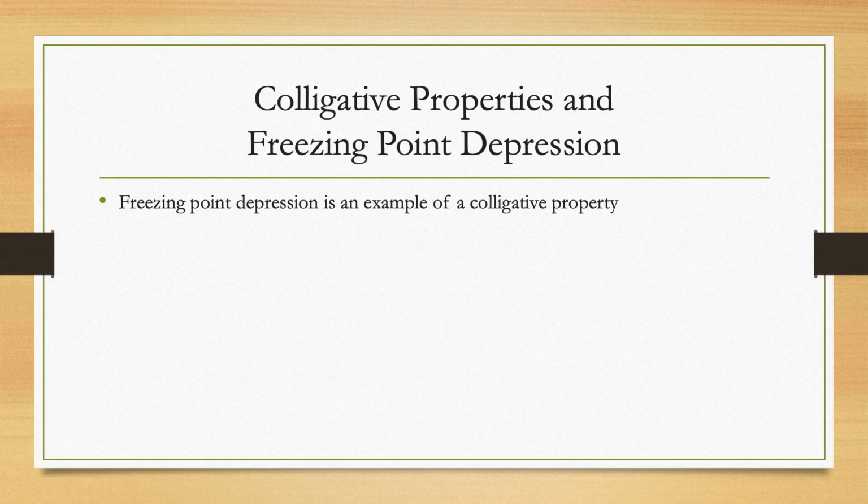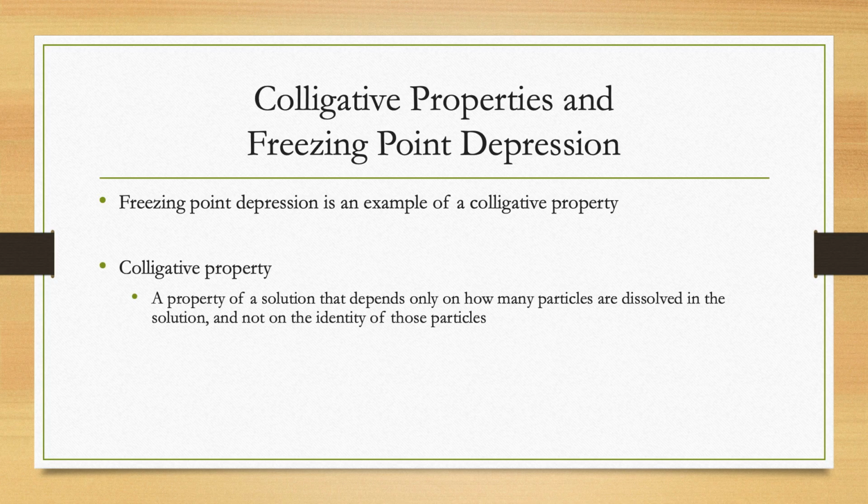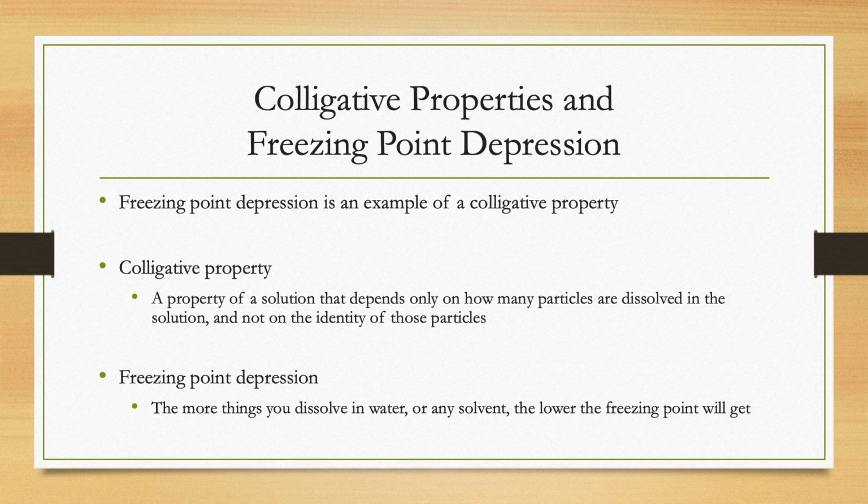So first off, freezing point depression in terms of exactly what it is and how it works. It's something called a colligative property, which is any property of a solution that depends only on how much stuff is dissolved in that solution and not on what that stuff actually is. The only thing that matters is how many total particles end up dissolved in the solution, and that's what's going to impact the property itself. So in the case of freezing point depression, the more things that you dissolve in water or any other solvent, the lower the freezing point is always going to get.